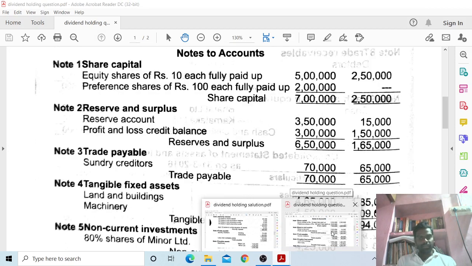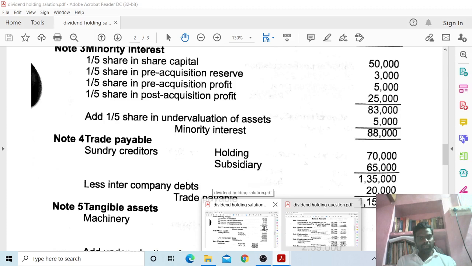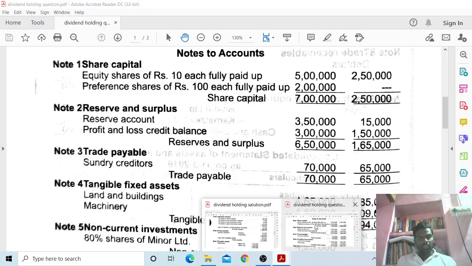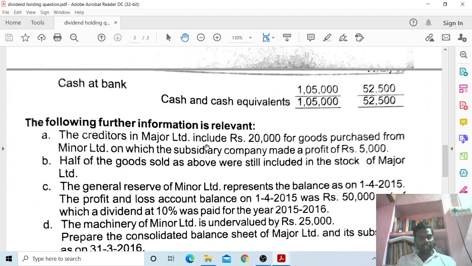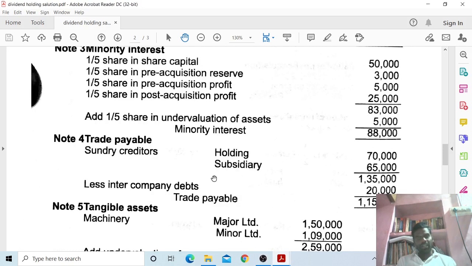Next, less intercompany debts. You have to take intercompany debts, less intercompany debts 20,000. So 1,35,000 less intercompany debts according to the adjustment, 20,000. So total trade payables 1,15,000.